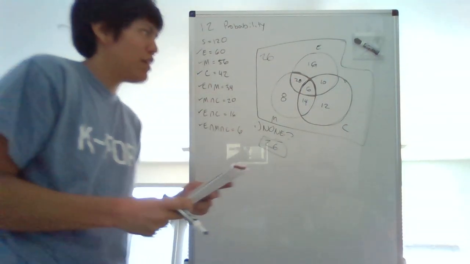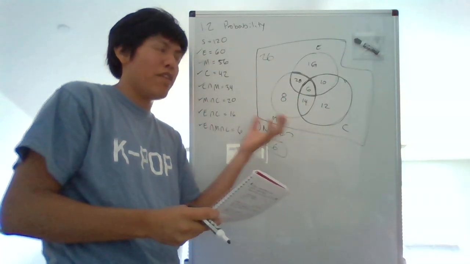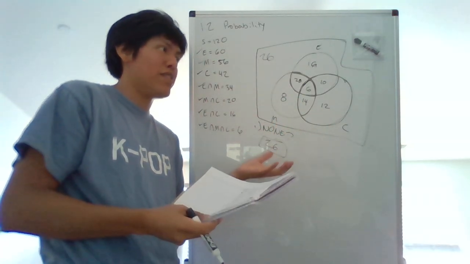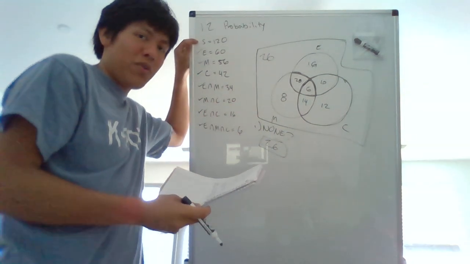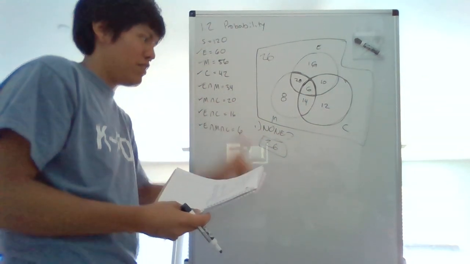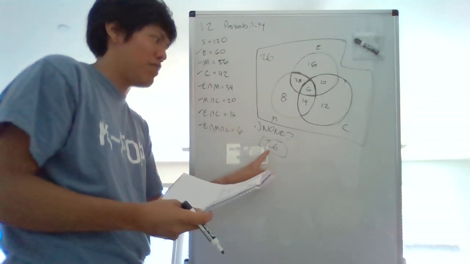So again, we added up each individual piece, got a sum total of students that at least took a subject, and then subtracted that from the total number of students that were interviewed to get 26. 120 minus 94 is 26.